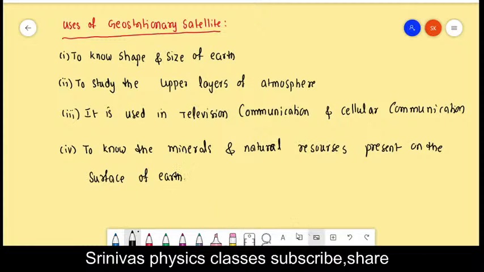And the next satellite is the polar satellite. What is a polar satellite? I am going to erase this.